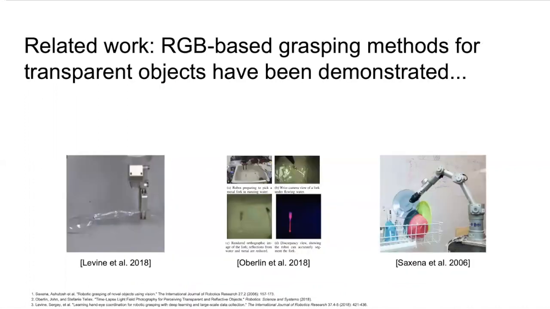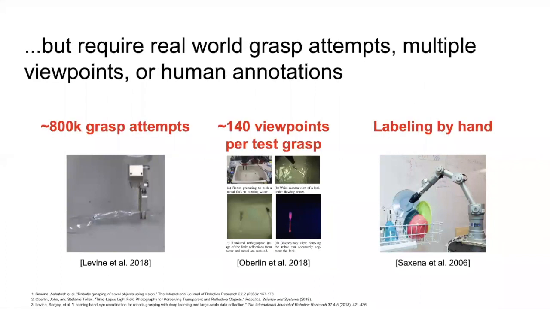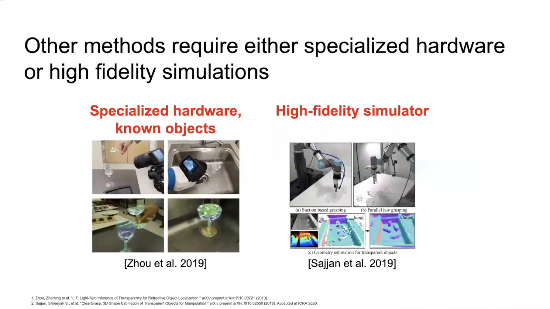Previous work on grasping using RGB images has demonstrated the ability to grasp transparent objects. However, these methods either require many real-world grasp attempts, multiple viewpoints per test grasp, or human annotations. Our method just uses a single RGBD image at test time and does not require any real-world grasp attempts or human annotations.